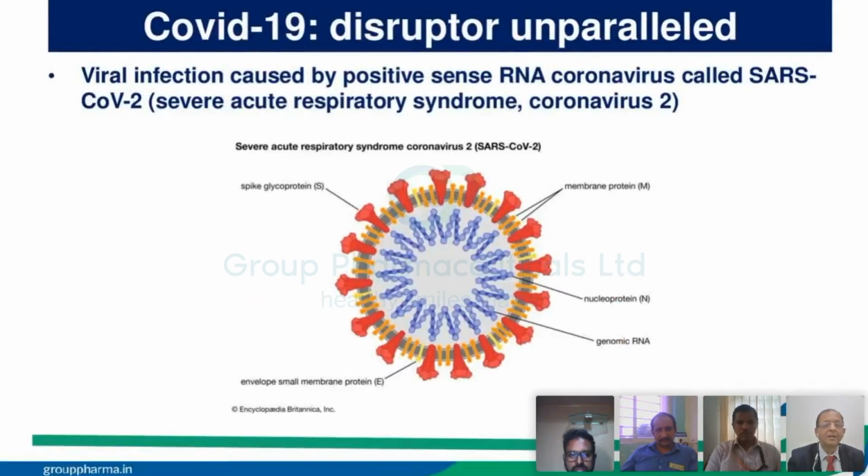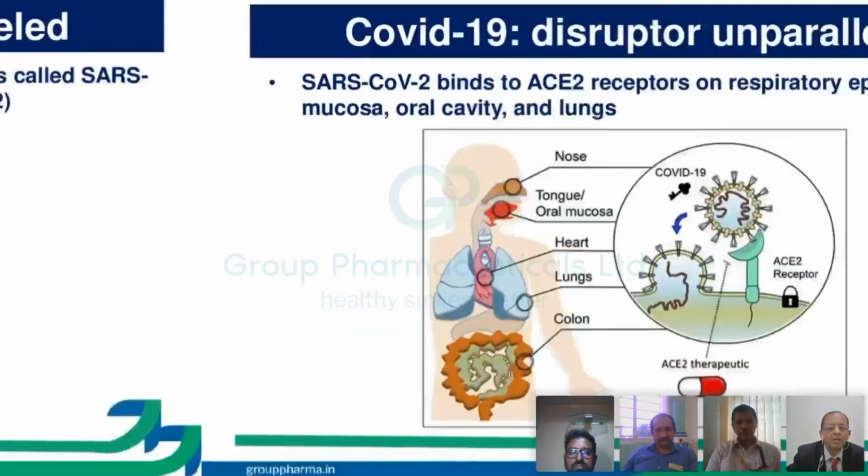Amazing, isn't it? Well, COVID-19 has been a disruptor which is unparalleled. This viral infection is basically caused by a 60 nanometer particle, if you can call it a living thing. It's basically a protein shell with a positive sense RNA, which means it has that polarity. And it's also called SARS-CoV-2. That's the name of the virus which is causing COVID-19.